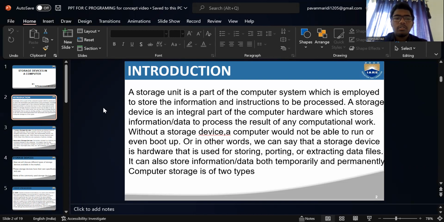Computer storage is of two types. A storage device is the main part of the computer which stores our data. It is the only reason the computer can run and boot up, because whatever we do in a computer should be saved somewhere else. It should be stored in one of the places. To store that, we are using some storage devices. With the help of these devices, we store the data, and whenever we call the data, it will get back from the storage device. Now we will see what the two types of storage devices are.